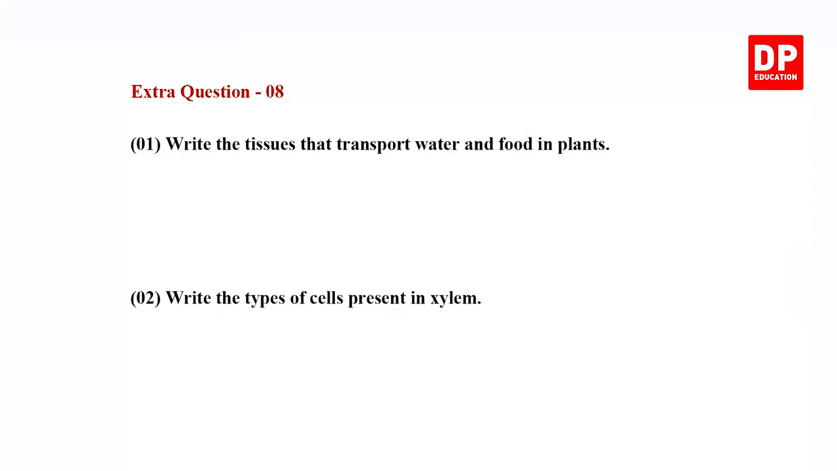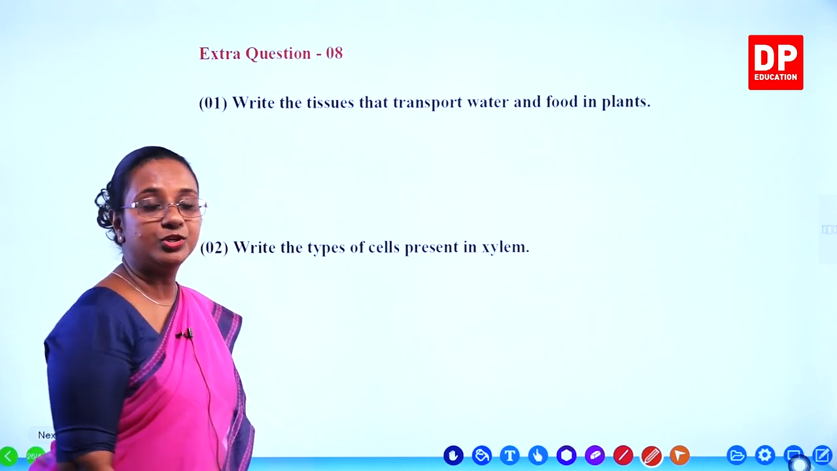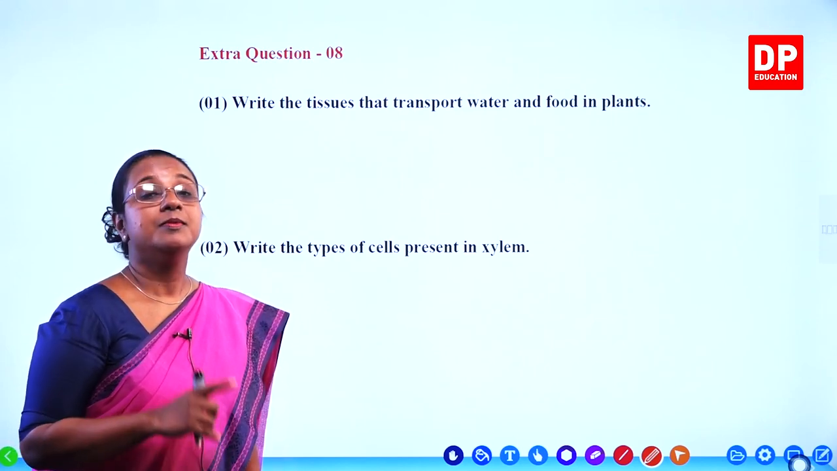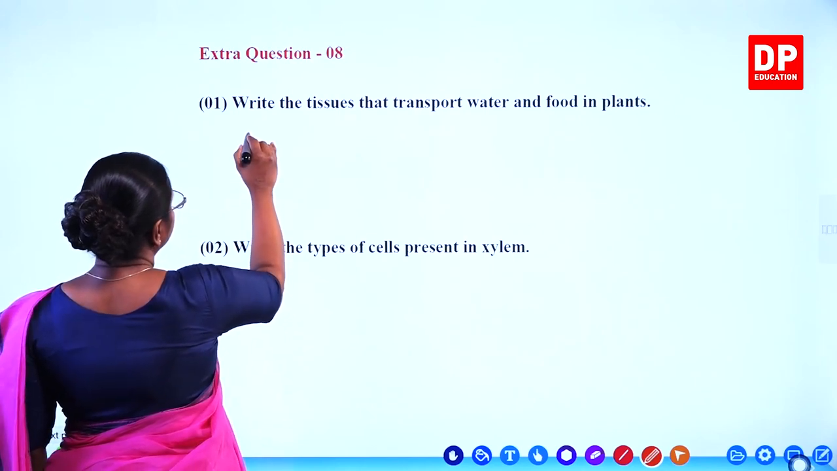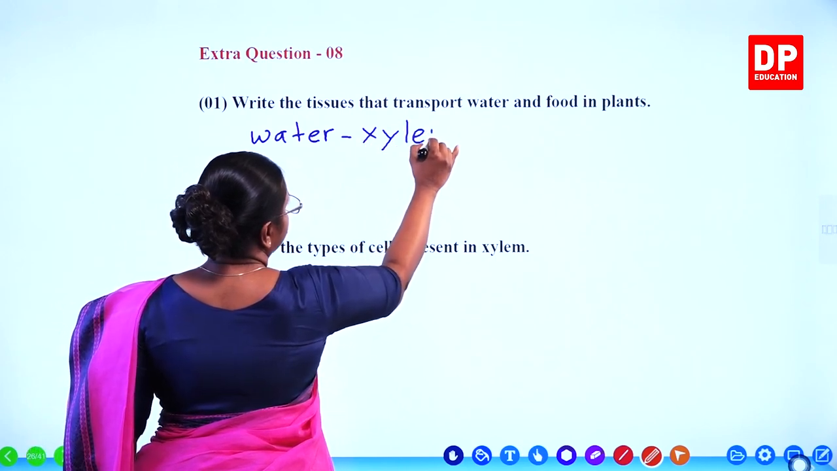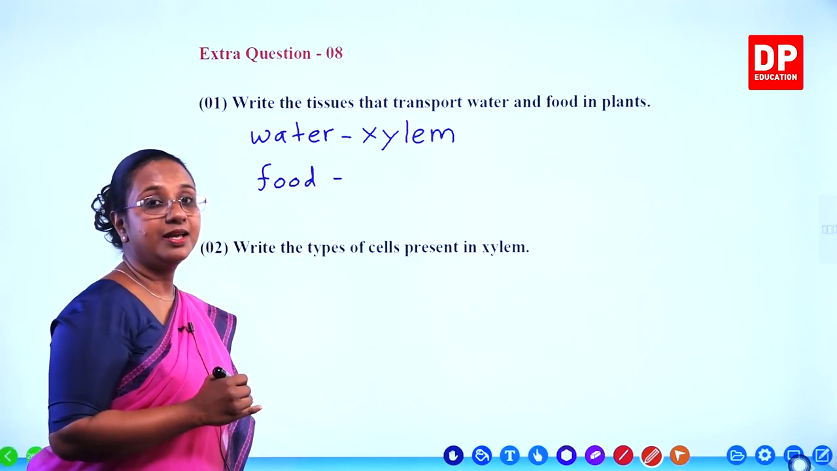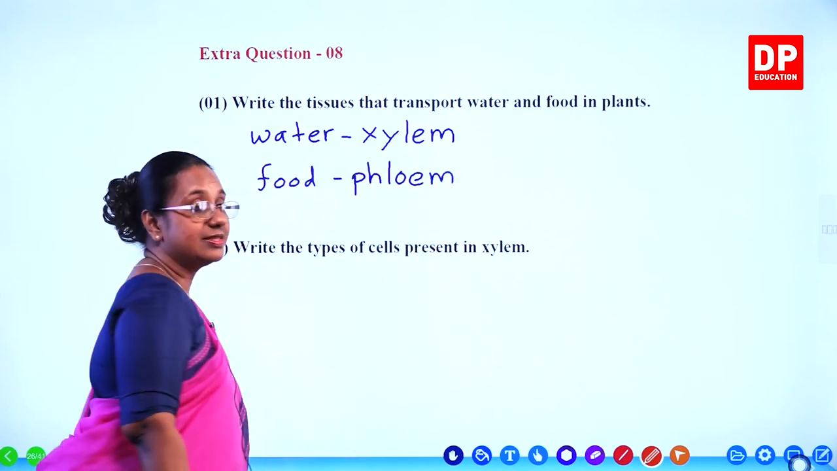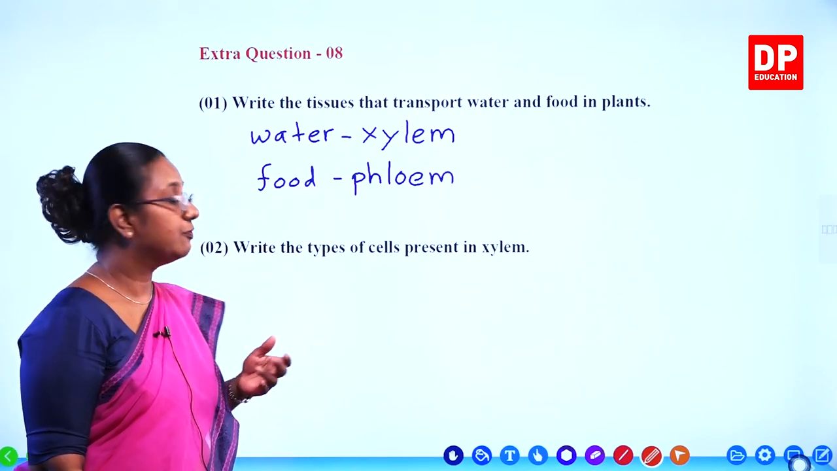Next question, extra question 8. Write the tissues that transport water and food in plants. We all know these are the vascular tissues. And the tissue that transports water is the xylem. So here we can just write it as water, xylem. And food is transported by the phloem. And what is the special name given? We say the phloem translocates food.